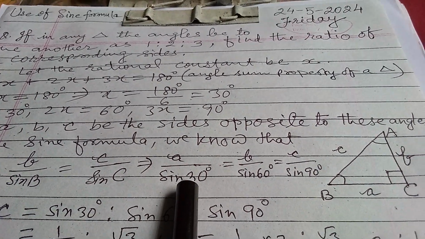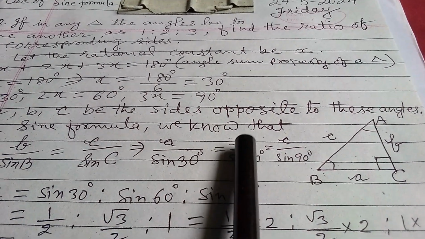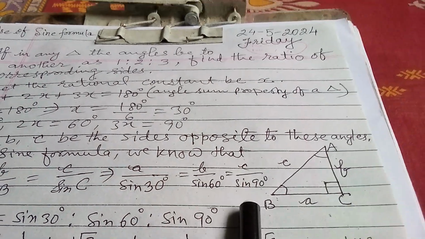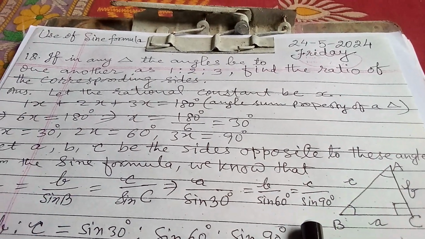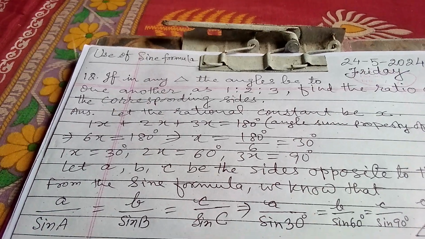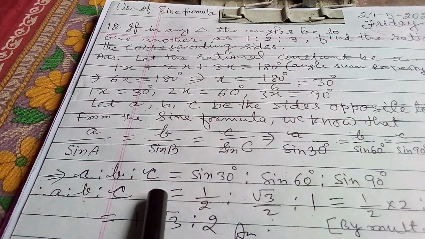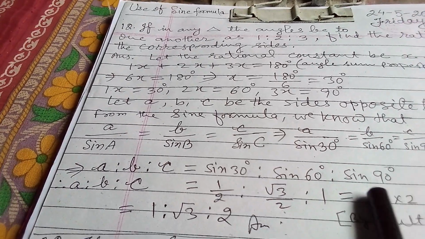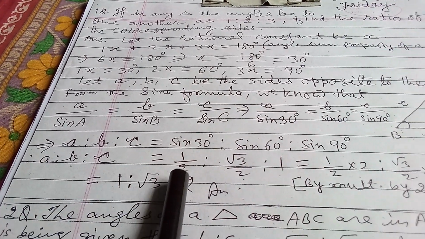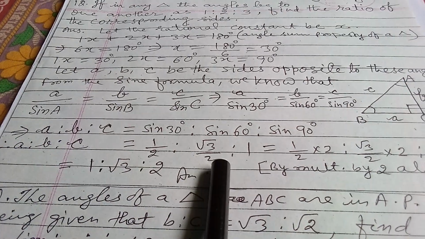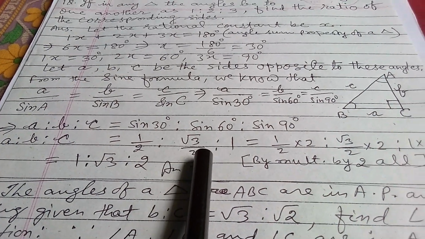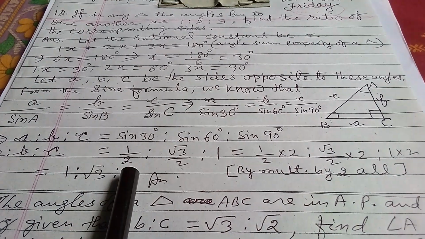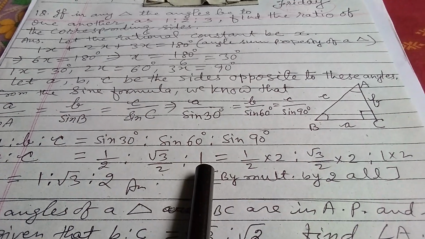So a by sine 30 degrees equals b by sine 60 degrees equals c by sine 90 degrees. This implies a is to b is to c equals sine 30 degrees is to sine 60 degrees is to sine 90 degrees, and therefore a is to b is to c equals 1 by 2 is to root 3 by 2 is to 1, because sine 60 degrees is root 3 by 2, sine 30 is 1 by 2, and sine 90 is 1.